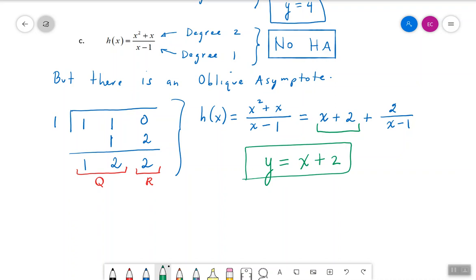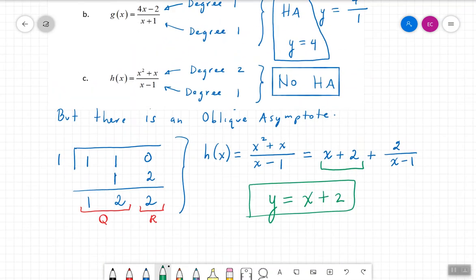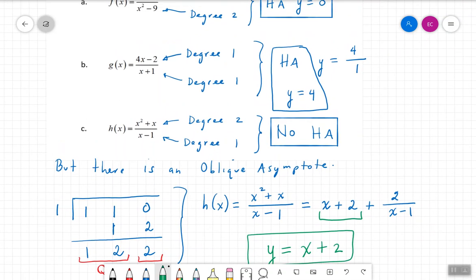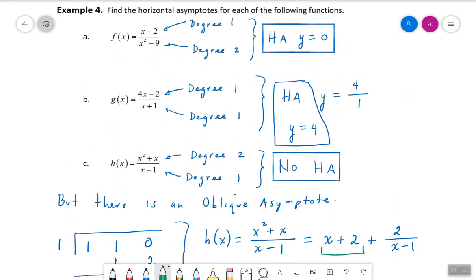We haven't seen the graph of an oblique asymptote yet, but we will before the end of this section. In fact, what we want to do now is go ahead and take each of these three functions we've been working with, and sketch a graph. And so that's what we'll do in the videos to come.